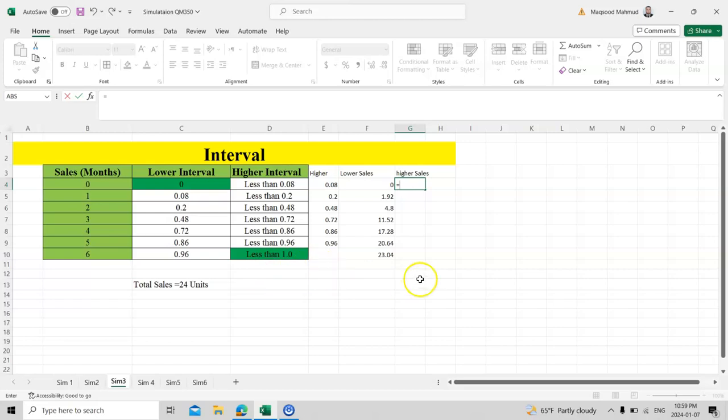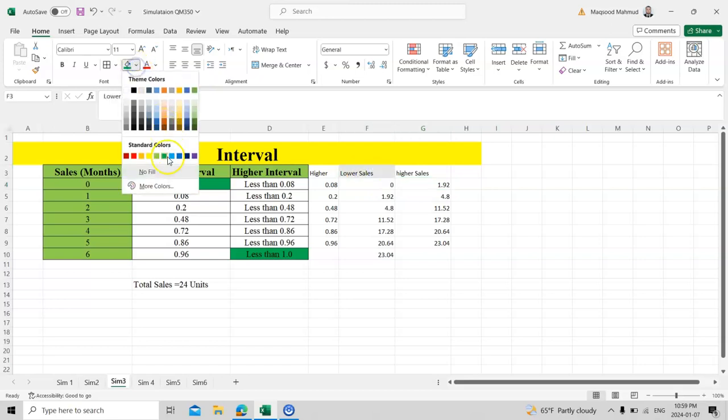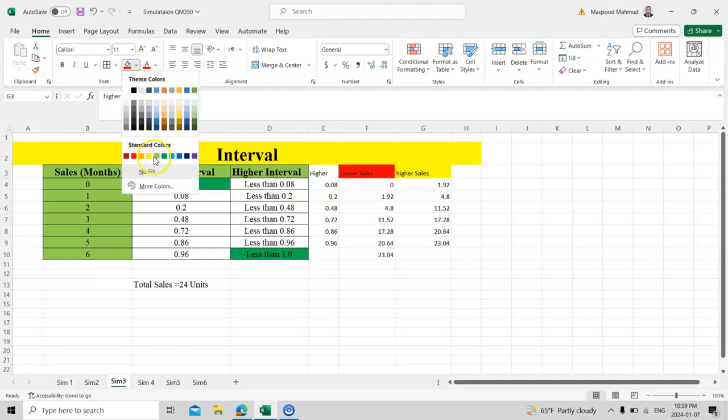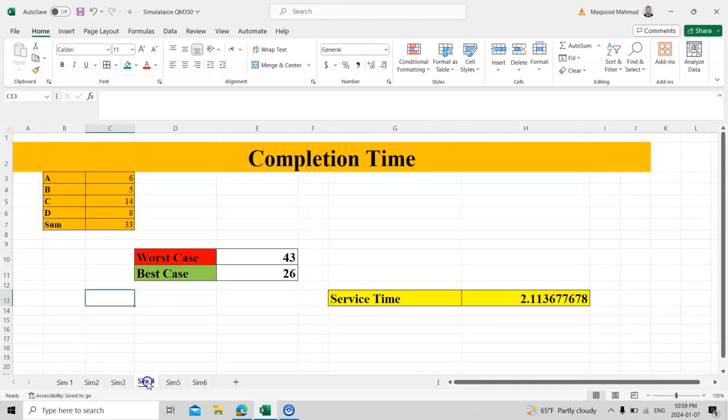So I take the 24. Let's suppose 24 multiplied by the higher value. Okay, take the first value, and then just drag and drop. Now you see over here, most of the values will be high. If you compare, this is the lower one, which I highlight with red color, and this is the higher one, which I highlight with green color. So these are my higher sales, and now you can compare the higher sale and the lower sale.